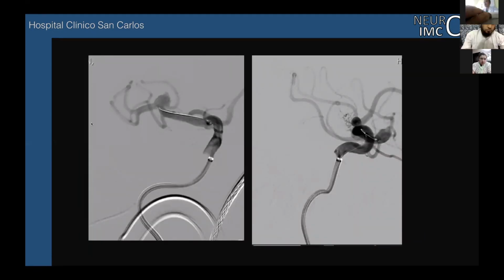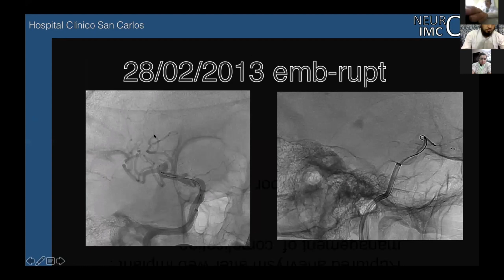Every time I have one guide wire support to flow, to push the balloon to protect. This is the balloon technique and the guide wire here. I place the WEB, and when I remove to open the WEB, the patient bleeds.